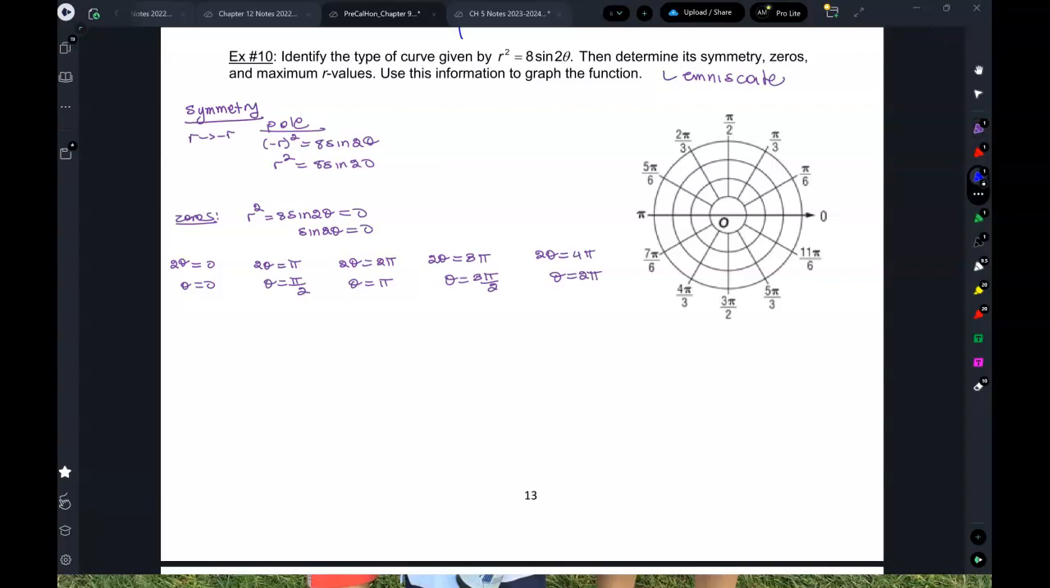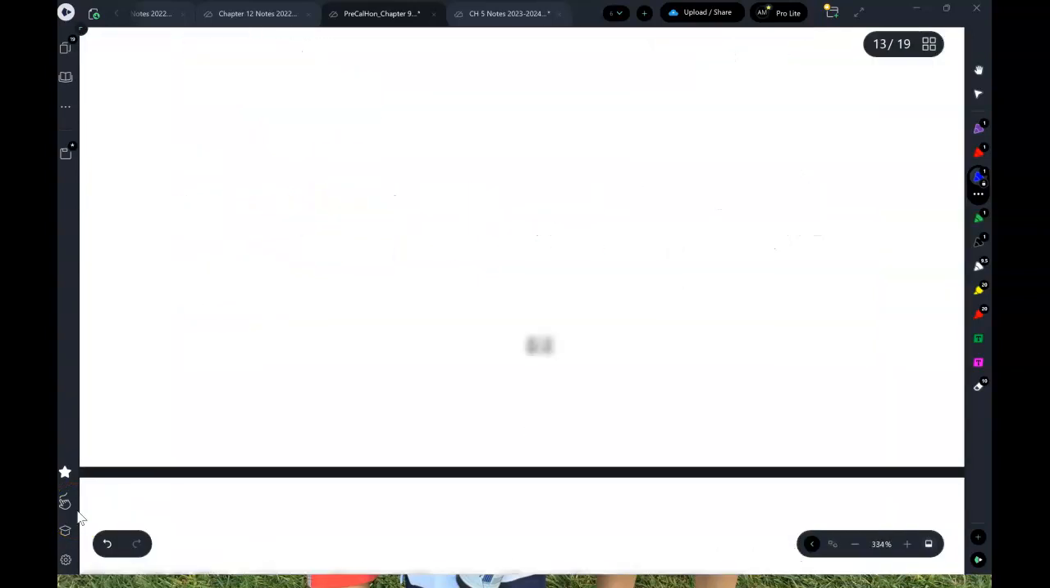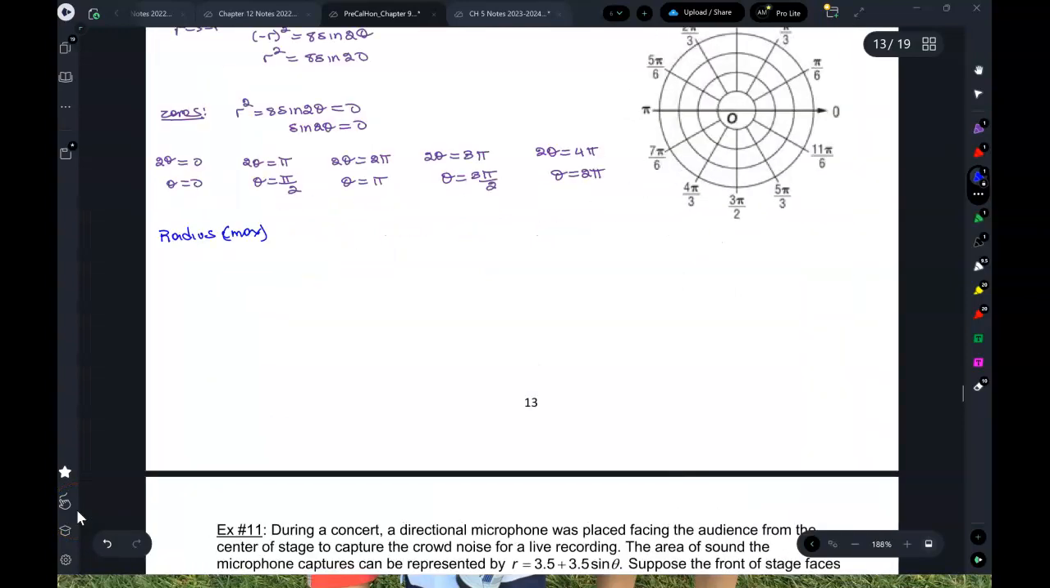Maximum r value. So let's talk about the radius, and where it's a maximum. The way we talk about this is the following. My function is a sine. Sine is farthest from the x-axis at pi over 2 and 3 pi over 2. So sine of theta is equal to plus or minus 1 at theta equals pi over 2, 3 pi over 2, and so on.